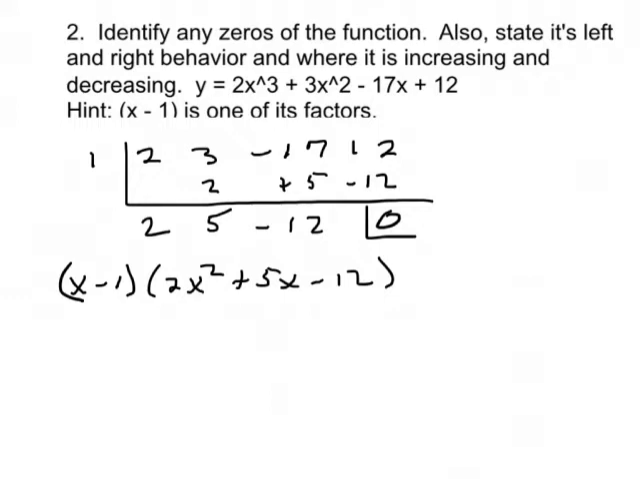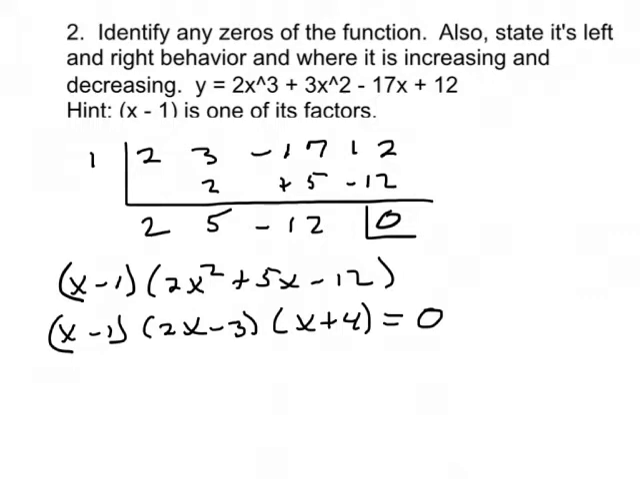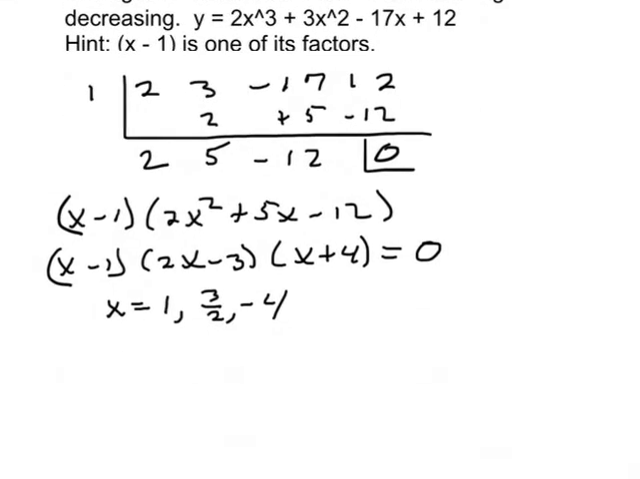Now I'm going to factor that, so that'll give me x minus 1, and it's going to factor down into 2x minus 3 and x plus 4. Now if I set each one of those equal to 0 using the zero product property, I will get the x-intercepts to be 1, 3 over 2, and negative 4. Alright, next let's look at where it is increasing and where it is decreasing. Also, I want to look at the left and right hand behavior. So let's do that next.